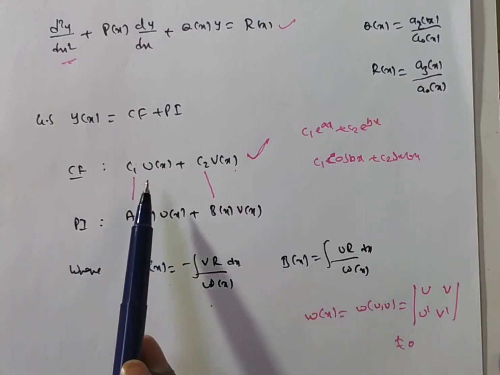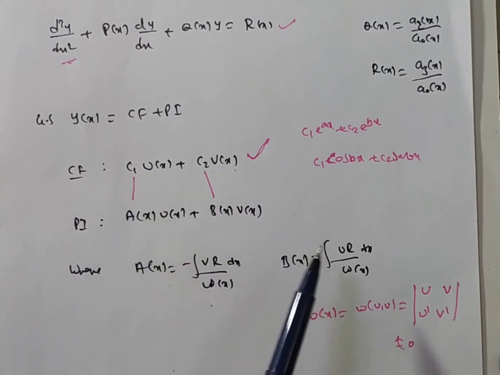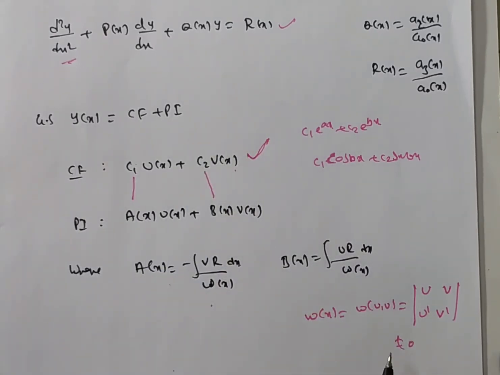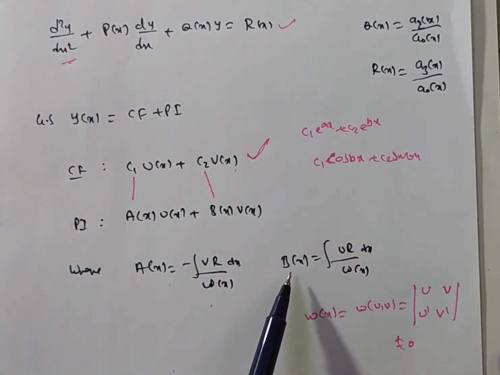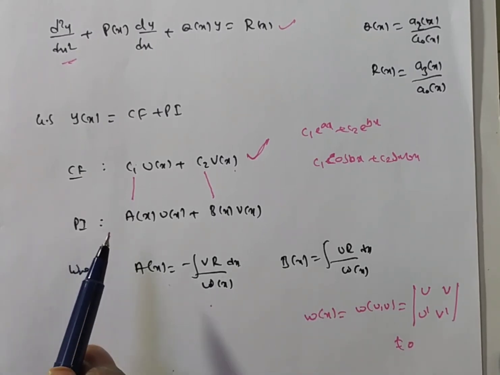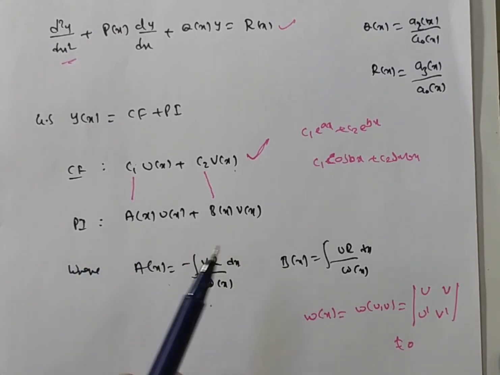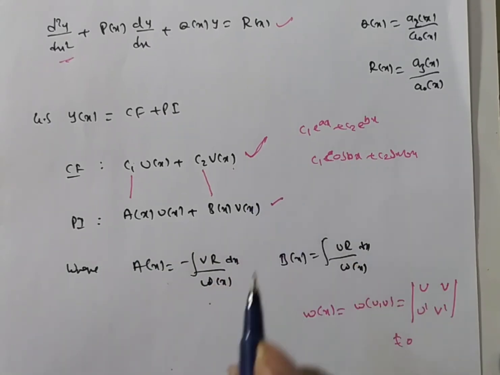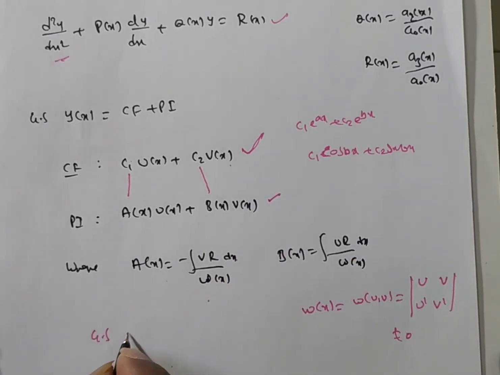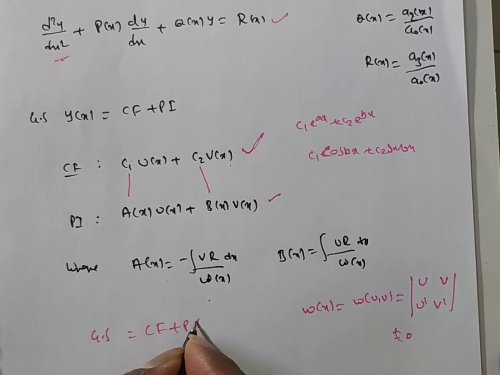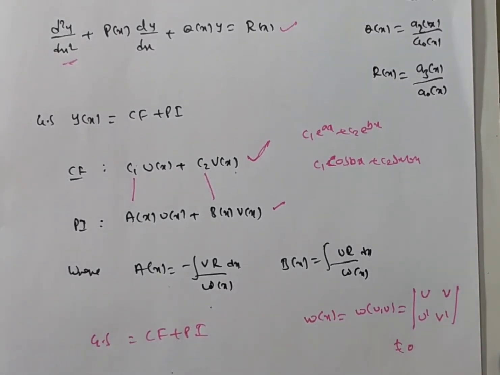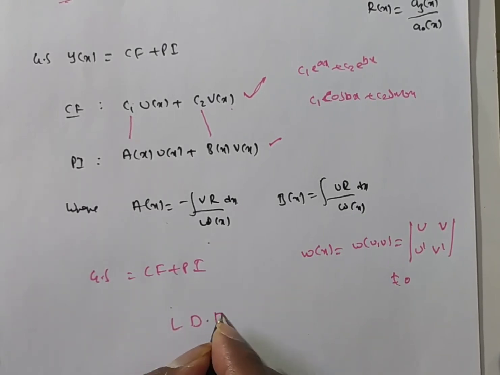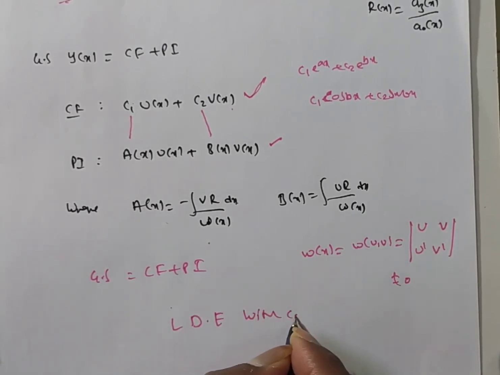U is nothing but the c1 coefficient, and r is the right side part given in the problem, and w is the Wronskian. If you substitute all these values in b, then you will have b of x. Now in this case you have a of x and b of x values. Substitute them in the particular integral, then we will have the particular integral. Now the general solution is complementary function plus particular integral. So these are the methods we have to solve the linear differential equation with constant coefficients.